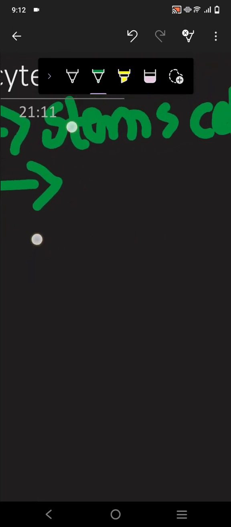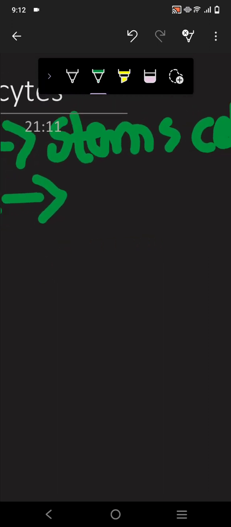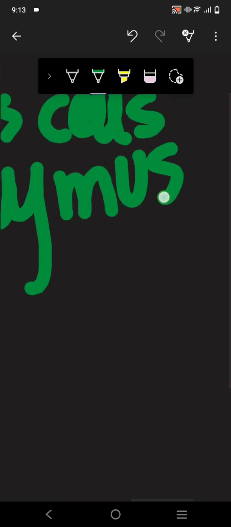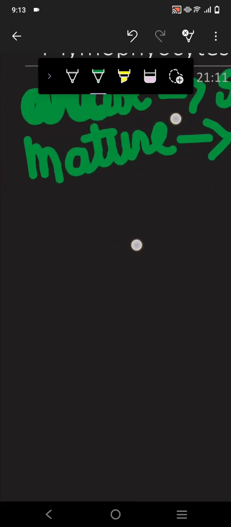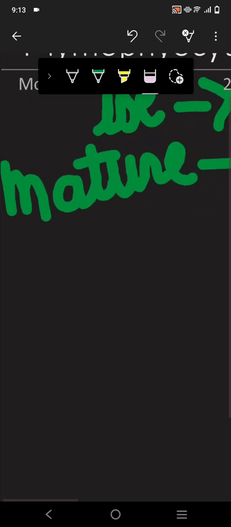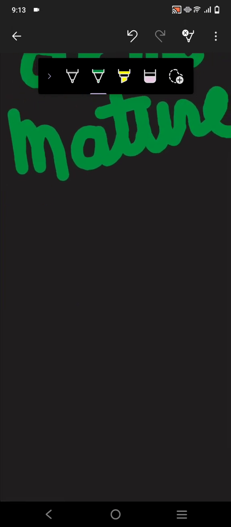That is part of the lymphatic system. They mature in the thymus. Plus, they are made in the bone marrow, where they are produced. You can write production.